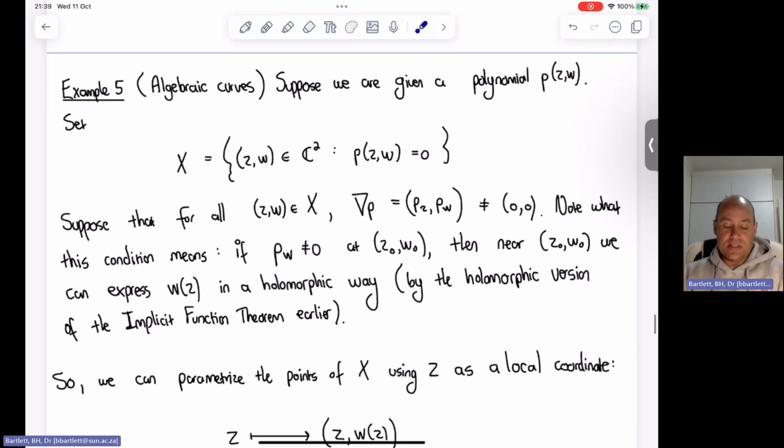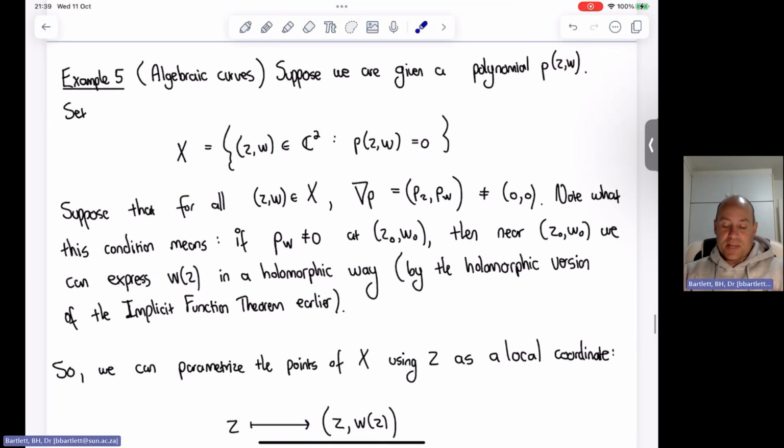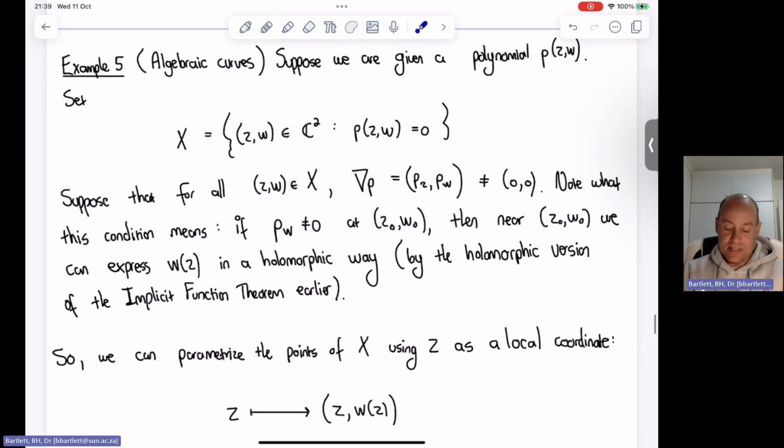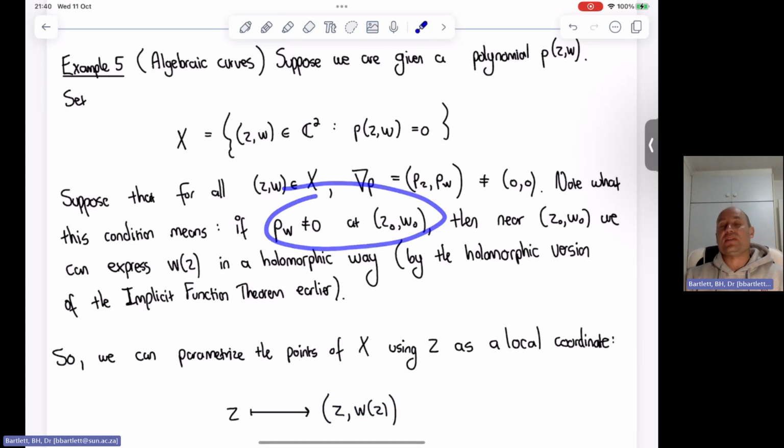All right, so that means we can parameterize the points of x. So if the partial derivative of p with respect to w is non-zero, then we can parameterize the points in x near that point as follows, right? I can use a single coordinate z to parameterize them, and z would get mapped to the pair z comma w of z, because this condition is telling me that w can be written as a function of z.